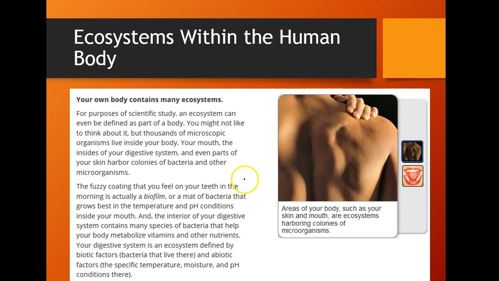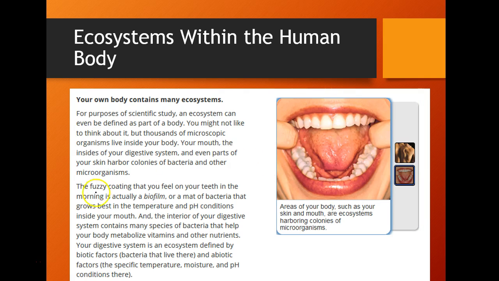We can even find ecosystems within our body. So some examples would be like our skin right here. There are definitely microorganisms that help protect your skin. And there are also bacteria found in your mouth. And I'm sure a lot of you guys know that our mouth isn't the cleanest place in the world. I'm sure all of you guys, when you wake up, feel that fuzzy coating on your teeth, and it's actually called biofilm. And that biofilm is actually made up of bacteria, which is why it's so important for you to brush your teeth in the morning. And that bacteria just grows really well in your mouth.